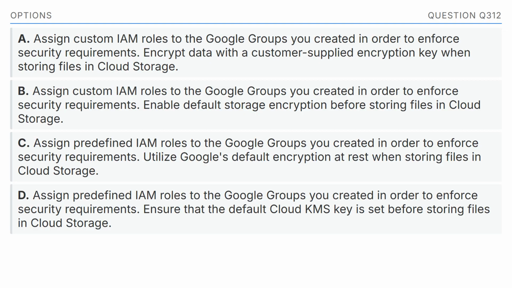Option C, assign predefined IAM roles to the Google groups you created in order to enforce security requirements. Utilize Google's default encryption at rest when storing files in cloud storage. Option D, assign predefined IAM roles to the Google groups you created in order to enforce security requirements. Ensure that the default Cloud KMS key is set before storing files in cloud storage.